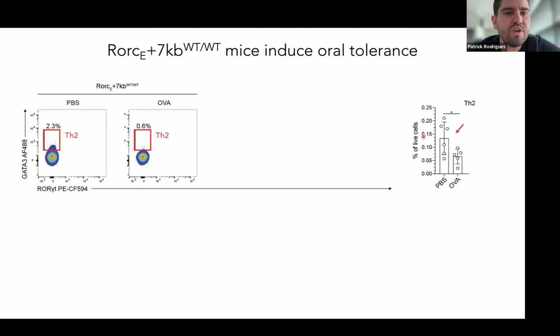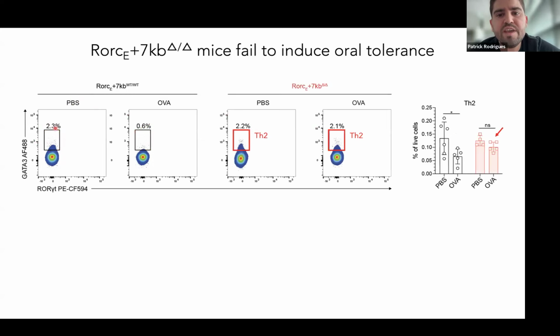As you can see in our wild-type mouse controls, whenever you tolerize the mice with ovalbumin, the Th2 response is kept under control. However, if you just tolerize the mice with PBS, you mount a very strong Th2 response. If you do the same experiment in our enhancer knockouts, the tolerization process with OVA is not working at all. So you still mount a response and a proliferative Th2 phenotype.